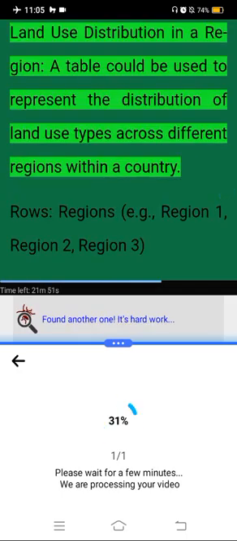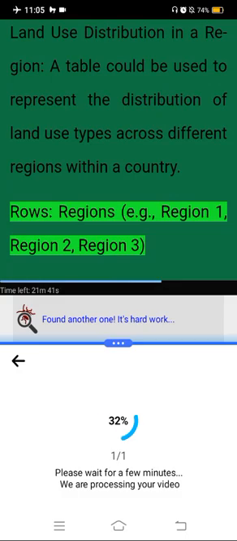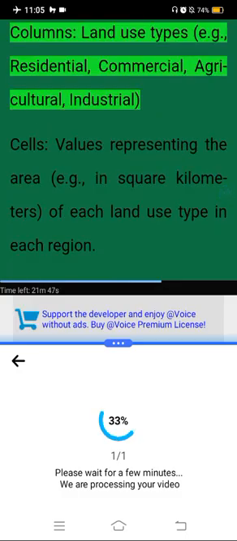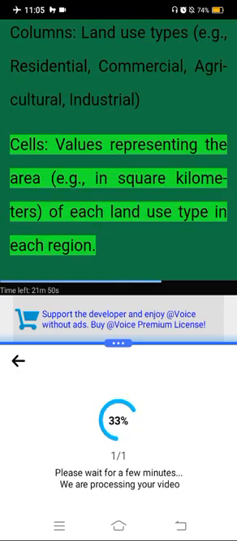Land use distribution in a region. A table could be used to represent the distribution of land use types across different regions within a country. Rows: regions, e.g., Region 1, Region 2, Region 3. Columns: land use types, e.g., residential, commercial, agricultural, industrial. Cells: values representing the area, e.g., in square kilometers, of each land use type in each region.